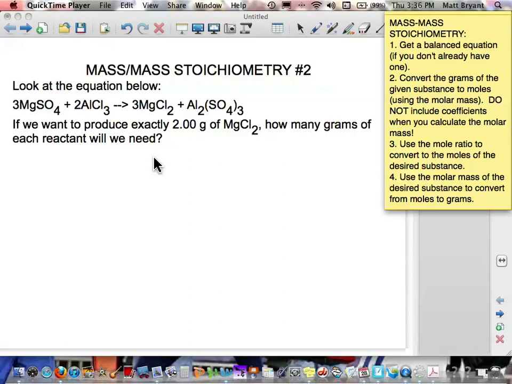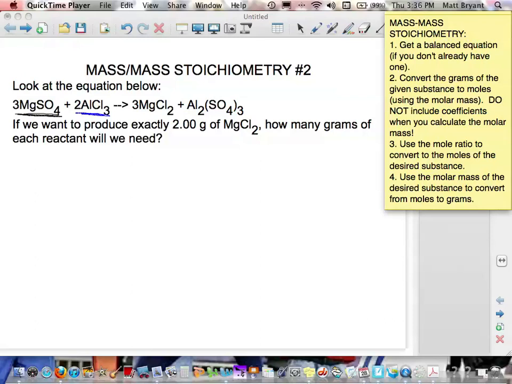Now, this isn't one of the specific reactions that you're going to be dealing with, but let's say, for example, that you want to produce exactly 2.00 grams of MgCl2, magnesium chloride. Now, to do that, you're going to react magnesium sulfate, which is this one that I've underlined in black here, and aluminum chloride, which I underlined in blue. And again, your products are going to be magnesium chloride and aluminum sulfate. It's your basic double replacement reaction from way back in the day.